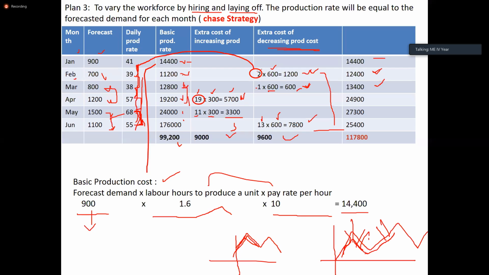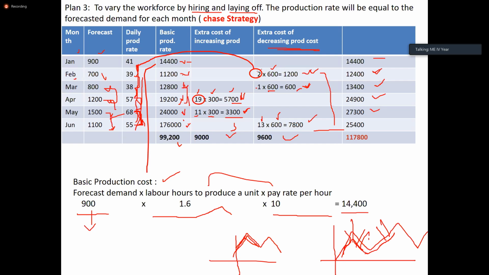For that you hired a few employees immediately. For that you are paying an excess of 5700, and for the basic production rate you will get this value, production rate 24,000. And the extra cost increased because the demand increased, so production rate increased. That's why you hired some employees. So the incurred amount is 3,300. You sum these two values, so you'll get this value.